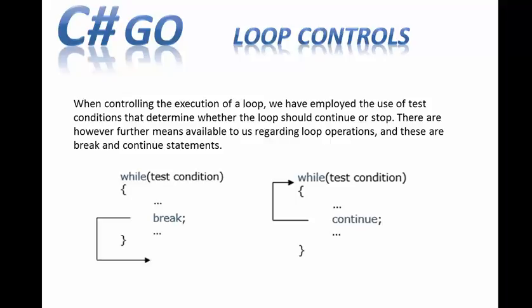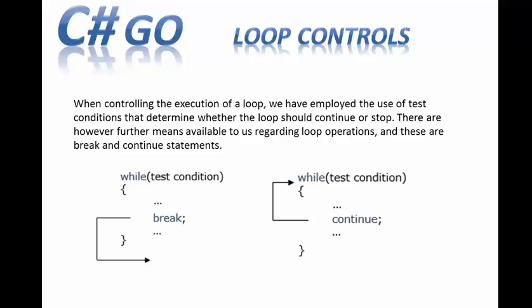When controlling the execution of a loop, we have employed the use of test conditions that determine whether that loop should continue or stop. There are, however, further means available to us regarding loop operations, and these are break and continue. Below I've shown you the basic structure of their operation.